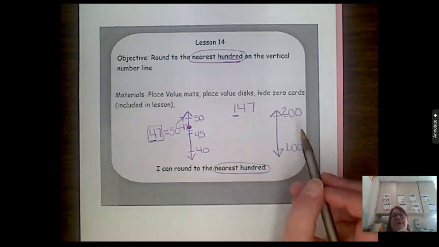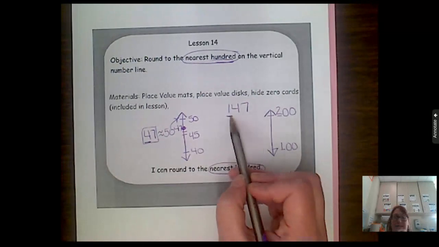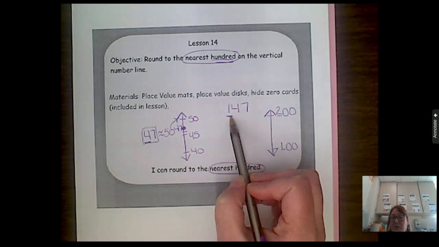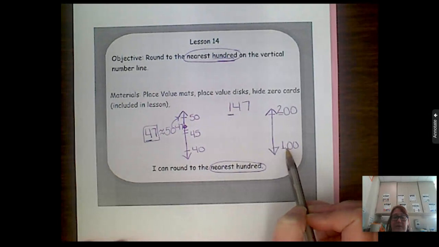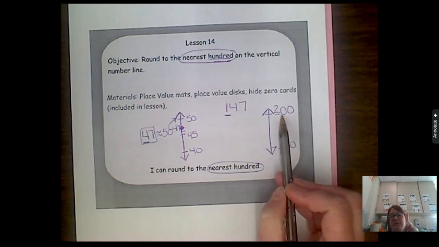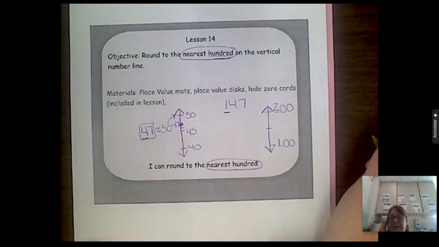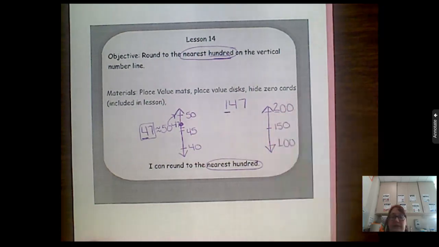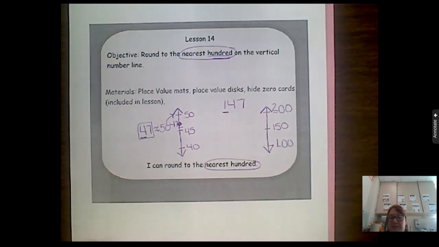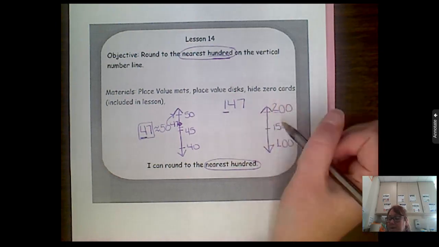If you're ever not sure of the starting point, it's going to be this number right there. Okay, so we've got 147. The lowest 100, we're going to use that 100 there. So it would be 100. And then we just need to go up one more 100, which would give us 200. What's right in the middle of 100 and 200? 150, right? Good. So now we want to plot 147 on this number line.